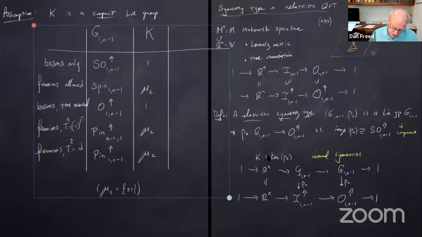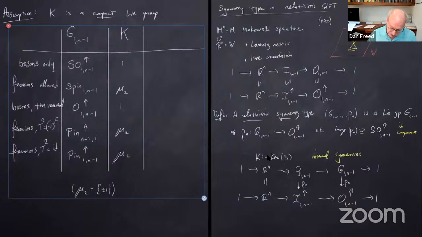All right. So here's a table of some possible groups, some simple examples. So if we had a theory with no other symmetries, but just with bosons, then the symmetry group would be this connected component, and there's no internal symmetries at all. If we allow fermions, then we get the double cover group, which as I said, is the spin group. And then the internal symmetries are mu2, the center of the spin group. Mu2 just means plus or minus one, the second roots of unity. And so those plus or minus one, they act trivially, of course, on the points of space-time.